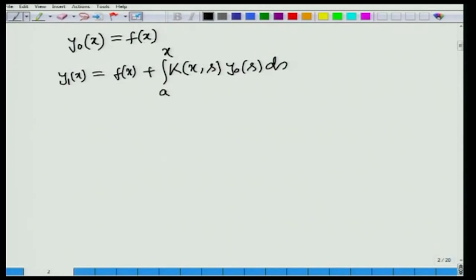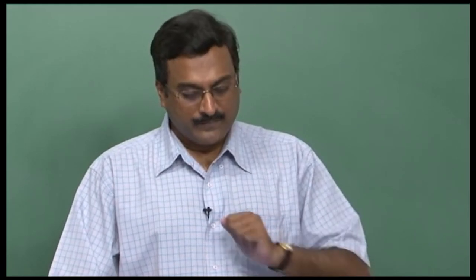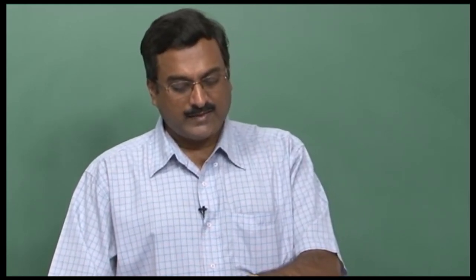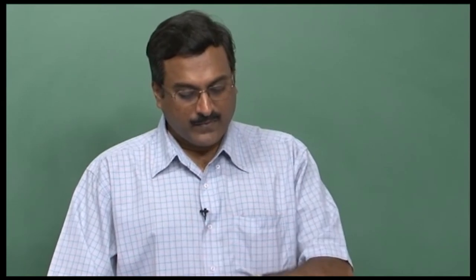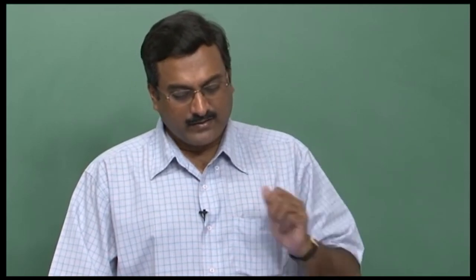Of course, you can keep in mind that instead of f(x), any continuous function like f(x) equal to 0, or f(x) equal to 1, or f(x) equal to x, can serve the purpose. Now, our target is using the zeroth order approximation for y, denoted here as y_0(x), we can calculate y_1(x), because k(x, s) is known, this is a continuous function. We have assumed y_0(x) equal to f(x), which is again a continuous function.